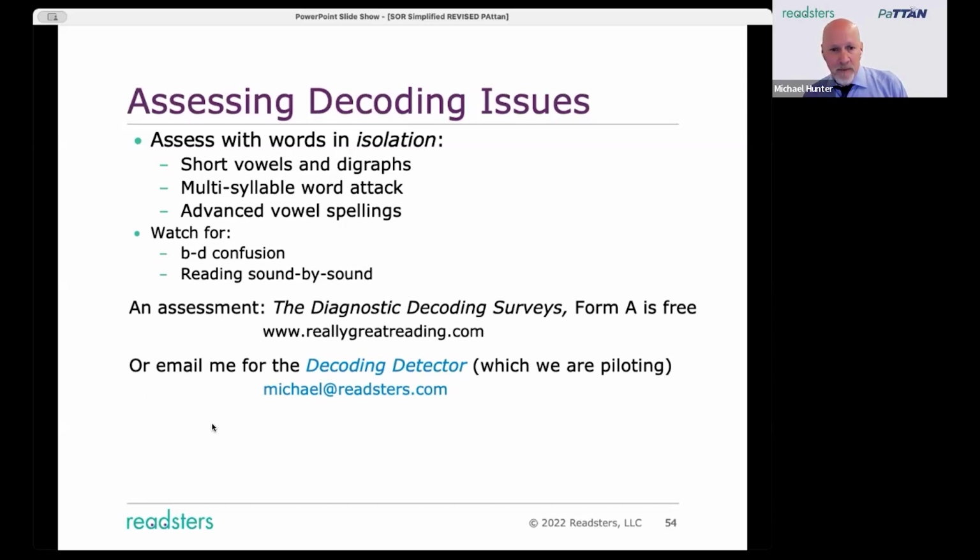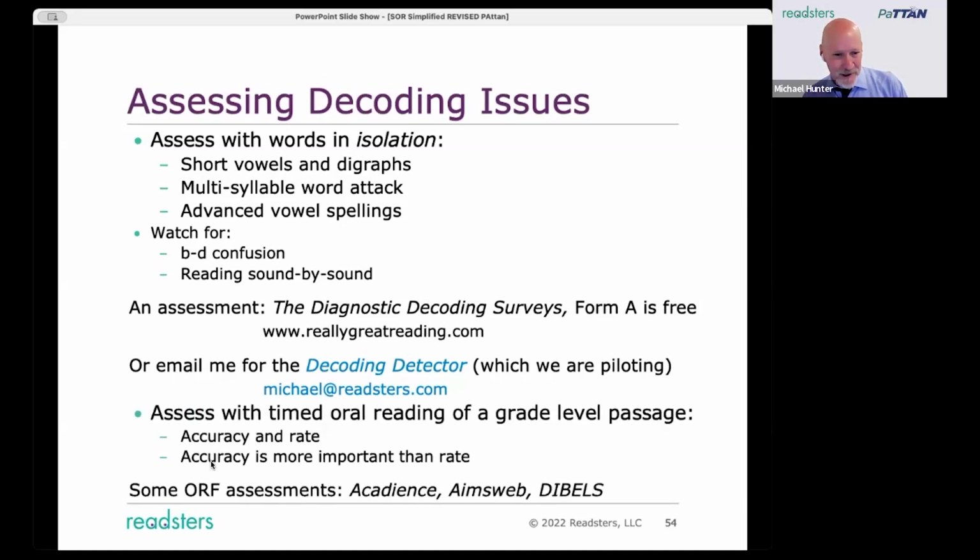Two assessments that I would recommend is one that we wrote when we were at Really Great Reading called the Diagnostic Decoding Surveys. They give Form A free. Or we have just developed this past year our new decoding detector, which is free. You'll have to email me for that because we haven't quite put it together on the website yet, because we're still tweaking it slightly, but feel free to email me and I'm happy to share it. It's similar to the diagnostic decoding surveys, but we've simplified things. And I'm a great believer in get the assessment simplified and get to instruction.